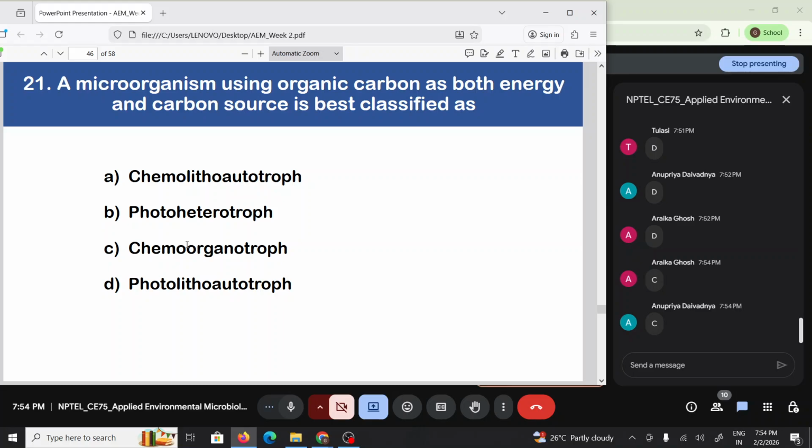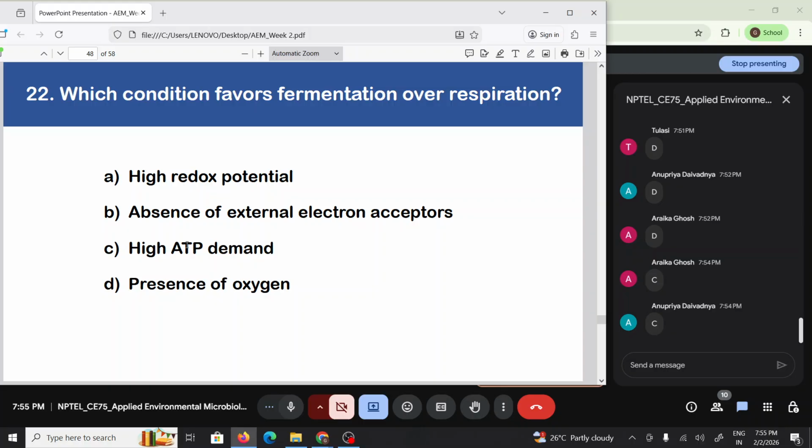Right. So when you talk about organic carbon as both energy source and carbon source, it is going to be chemoorganotrophs. So you have an organic molecule serving as the energy source and as the carbon source. The next question is: which condition favors fermentation over respiration?